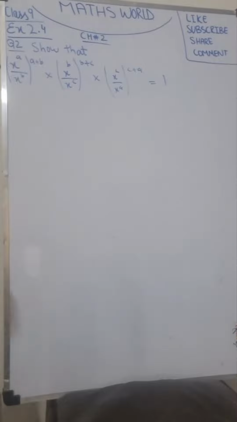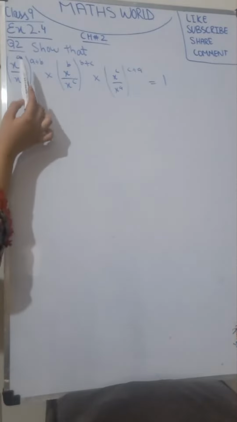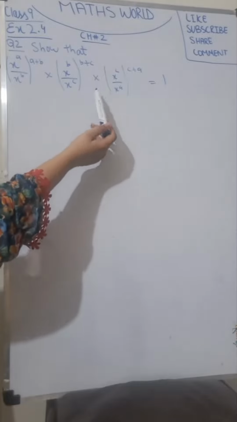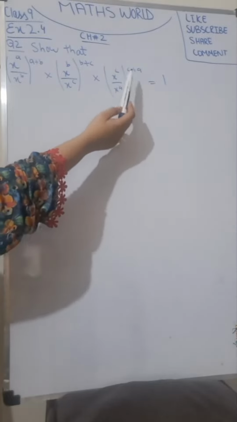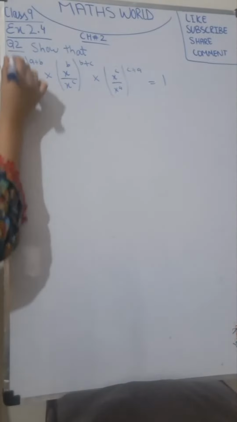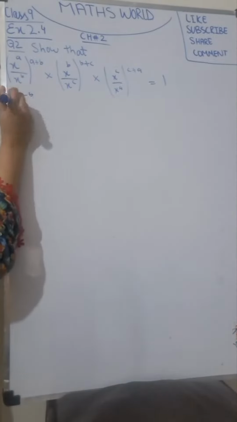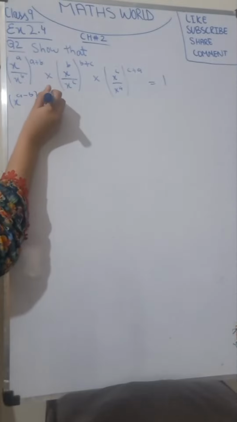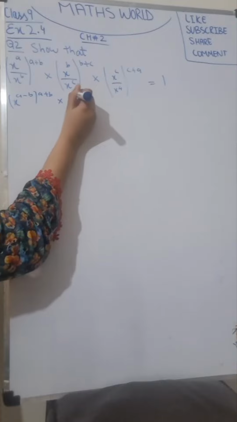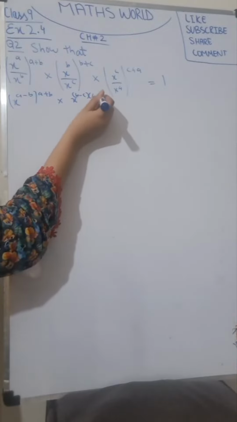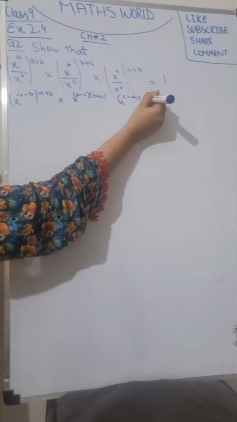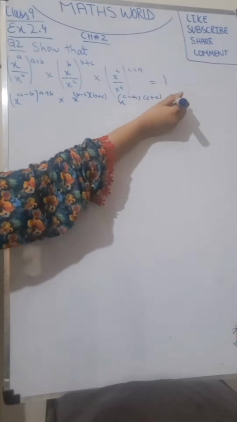Show that x^a/x^b to the power a+b, into x^b/x^c to the power b+c, into x^c/x^a to the power c+a equals 1. What we will do? x^(a-b) to the power a+b, then x^(b-c) to the power b+c, x^(c-a) to the power c+a equals 1.